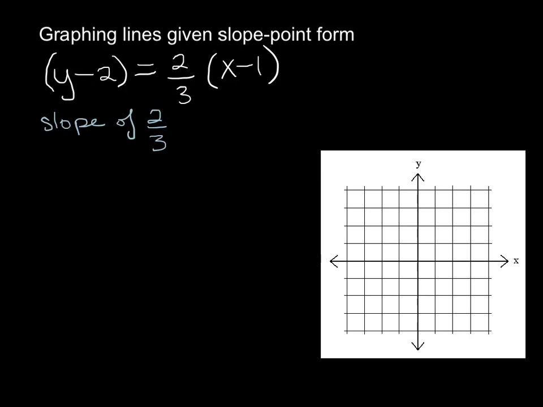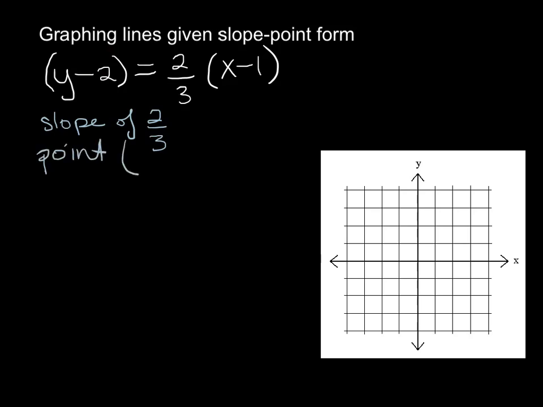All right, so we need a little more information to actually graph our line. We need a point. So that point tells us where to start graphing. Our point is going to be composed of the numbers that are added or subtracted to the x and the y value. And that tells you the point at which to start.